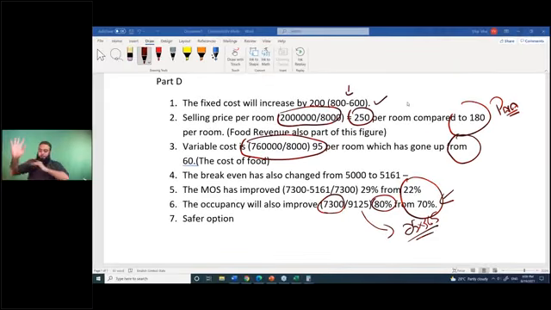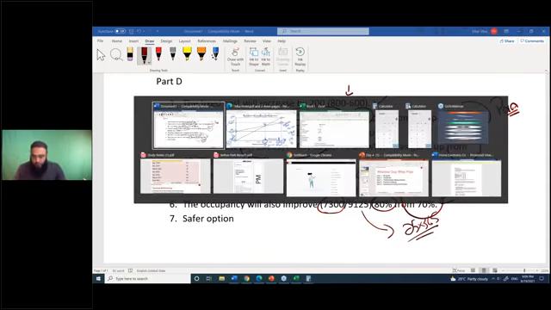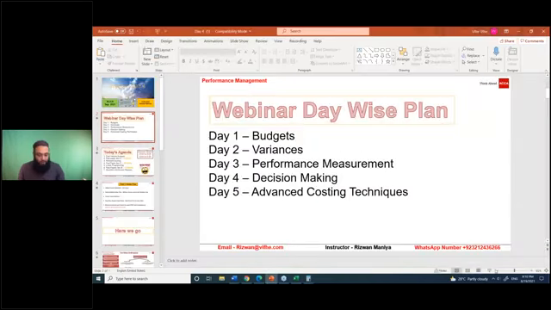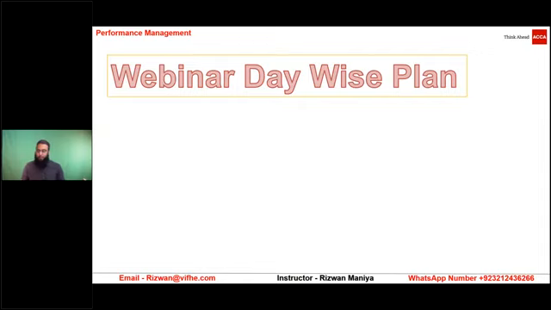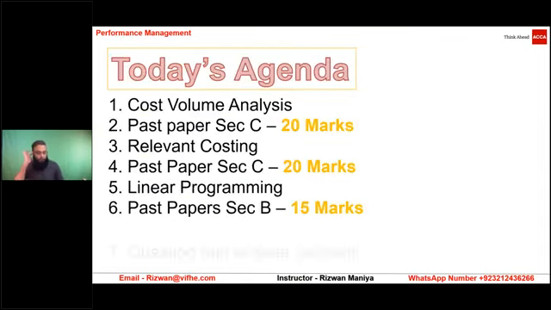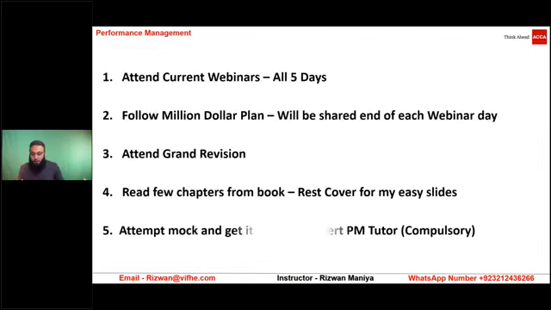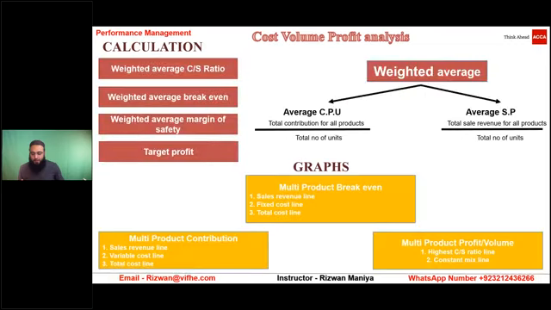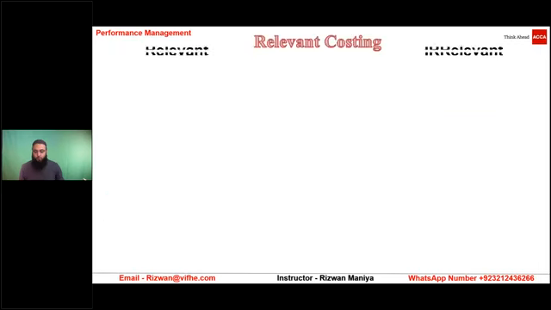Welcome back. So I think it was a good discussion in relation to CVP analysis that we did today. Now it's time to move towards the next one, and that's the most interesting one for lots of you, and that's relevant costing, right? So ready for relevant costing, everyone?